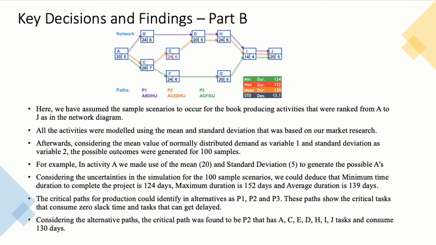If you look at the network diagram, P1 is A, B, D, H, I, J, P2 is A, C, E, D, H, I, J, and P3 is A, C, F, G, I, J. Considering the alternative paths, the critical path was found to be P2, which has tasks A, C, E, D, H, I, J and consumes 130 days.